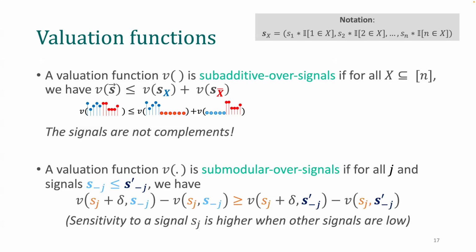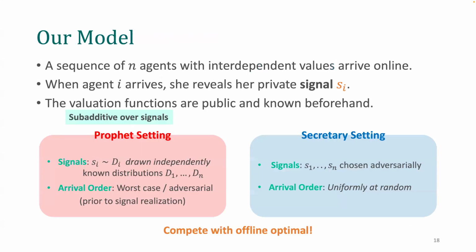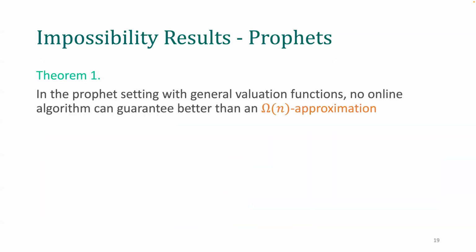Okay. So with that, again, this is our model. We are going to look at a sequence of agents who, when each agent i comes, will reveal their private signal Si, but the valuation functions are known publicly, and we'll be considering both the profit and the secretary model. And for the majority of the talk, I'm going to be focusing just on the profit setting, but I'll try to say something a little bit about the secretary model at the end. The valuation functions that we'll be focusing on are going to be specifically subadditive over signals.